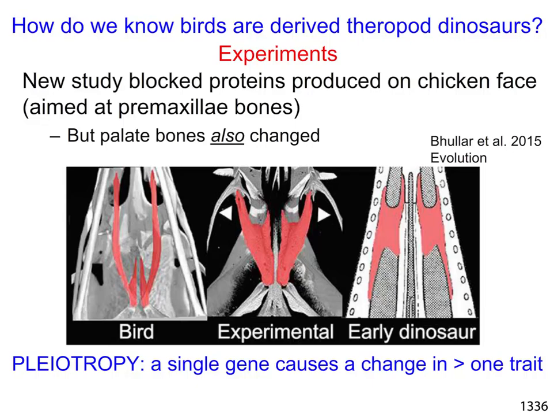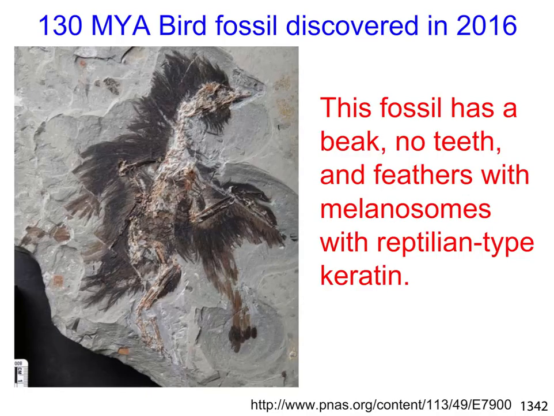This is known as pleiotropy. Not polygenic, this is pleiotropy, okay? And seriously, how cool is that? One gene to actually see all these differences and basically take chickens back closer to their relatives. That's really awesome. Now, additional information came about in 2016 when a 130 million year old bird fossil was discovered.